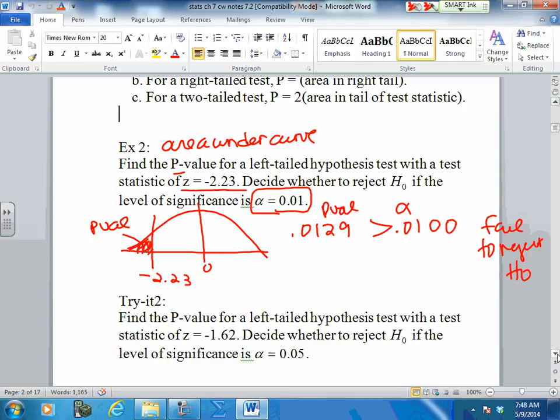Everybody try it, you too. Try it yourself too. I want you to come up with the area under your curve using your table, and I want you to test it against your level of significance.